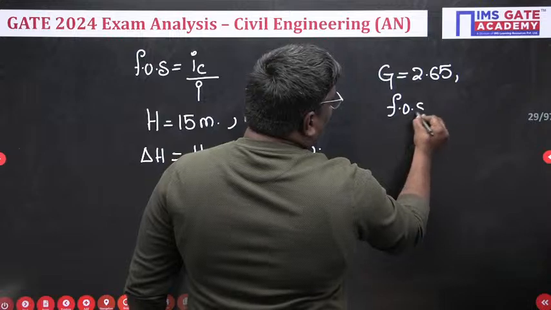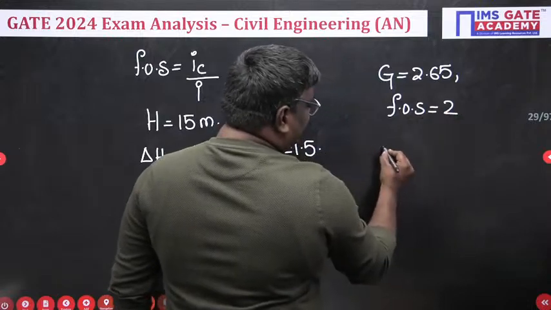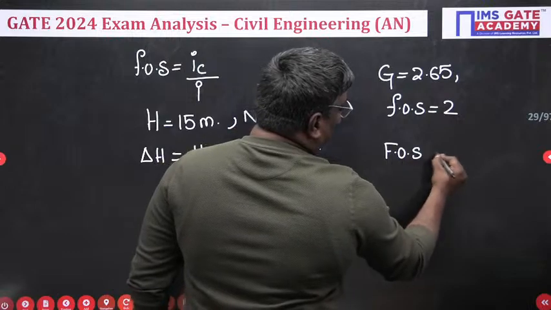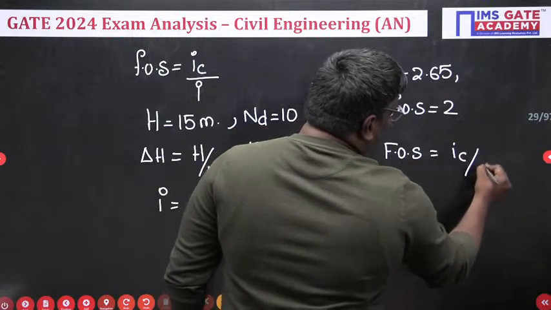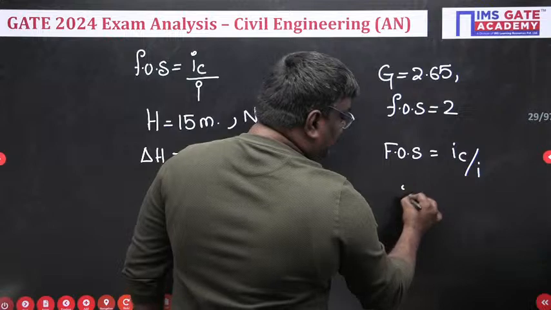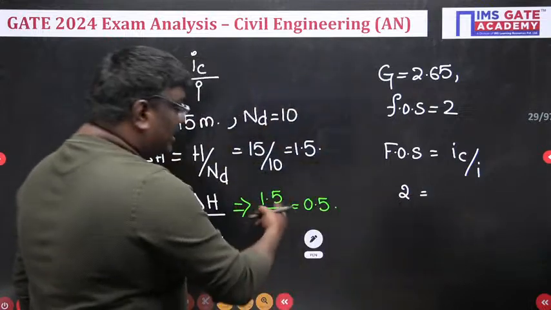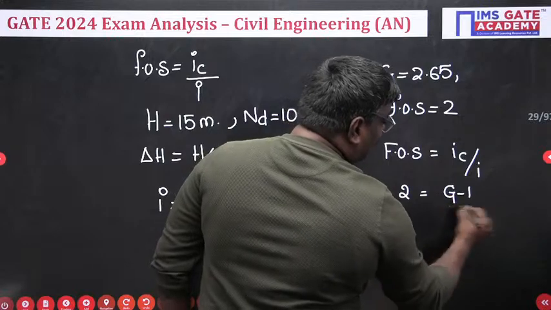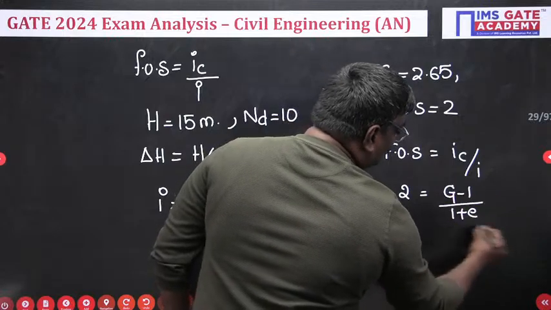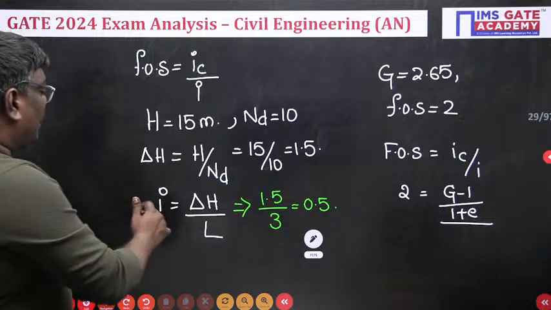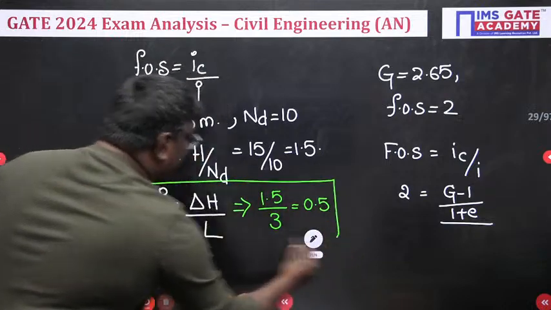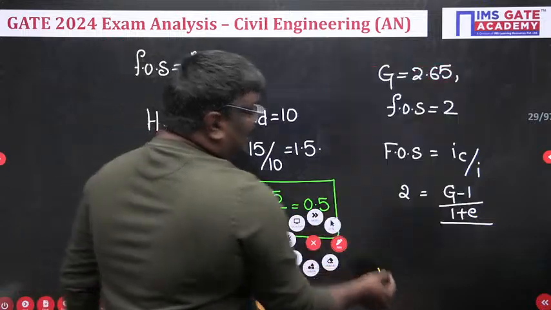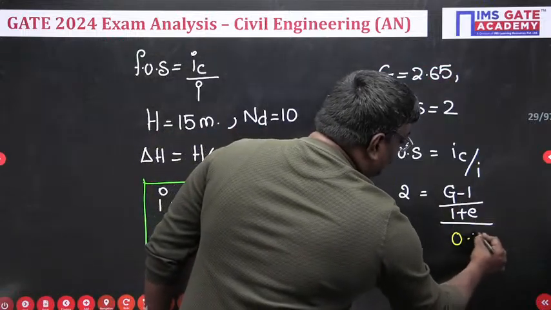Now see students, if you talk about the factor of safety, I told you, factor of safety can be written as what, my dear students? ic upon i. So here what is the factor of safety? 2. What is the critical hydraulic gradient? Critical hydraulic gradient is nothing but G minus 1 upon 1 plus e. And you already know what hydraulic gradient we have calculated, sir. See here, we got a value of 0.5.